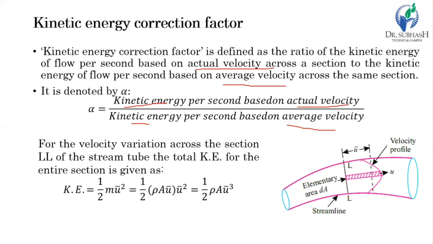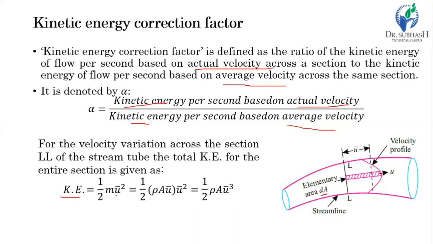So here velocity is varying as per the parabolic relation, and let's consider dA, a very small elemental area. Then for this small elemental area dA, we can consider the velocity is u. Now let's consider the kinetic energy as per the average velocity and as per the actual velocity. So as per the definition, kinetic energy is nothing but half times the mass into velocity square.